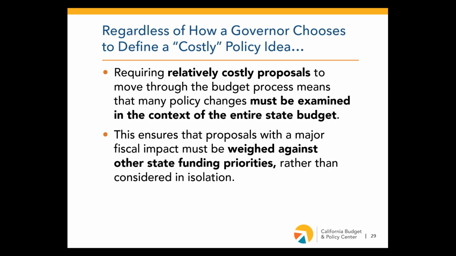So one way to think about this is that by requiring relatively costly proposals to go through the budget process, a governor is likely increasing his leverage, because he's requiring the state legislature to make trade-offs in terms of what ideas can move through the process at any given time, rather than being pinged with hundreds of individual bills at the end of the policy bill process, which is typically happening in August or September, with a lot of decisions having to be made in isolation.